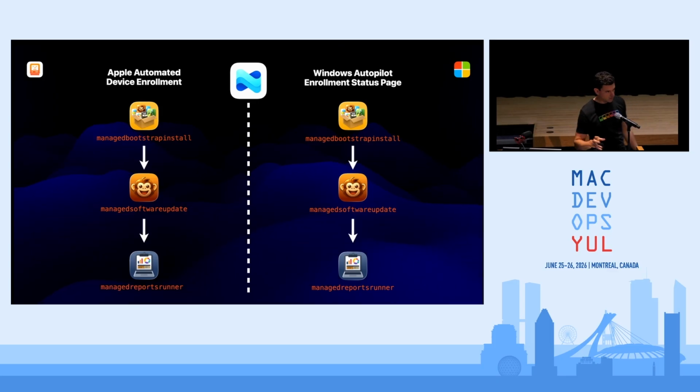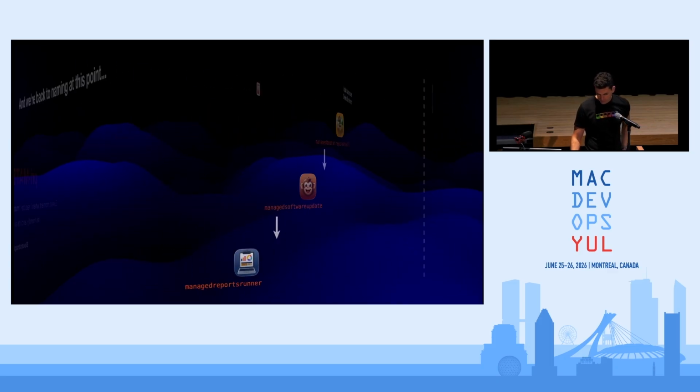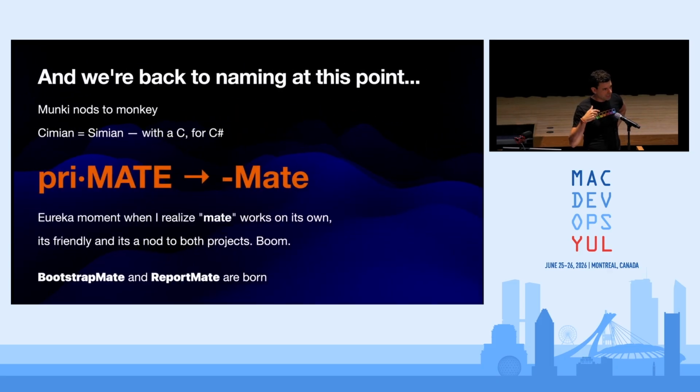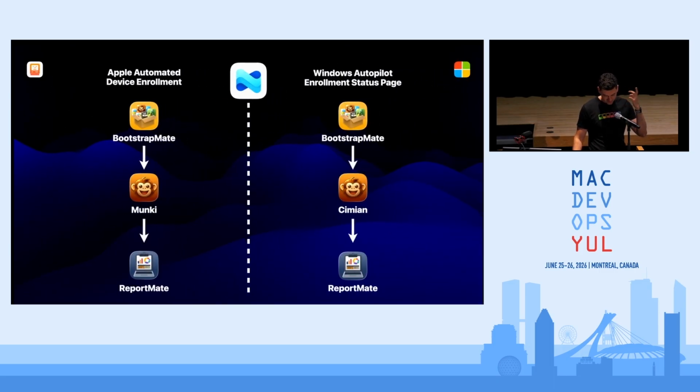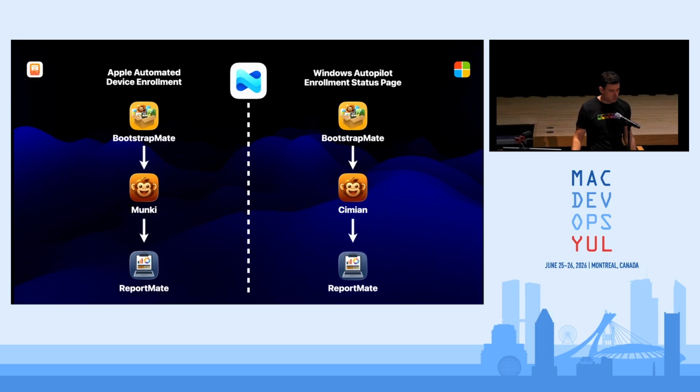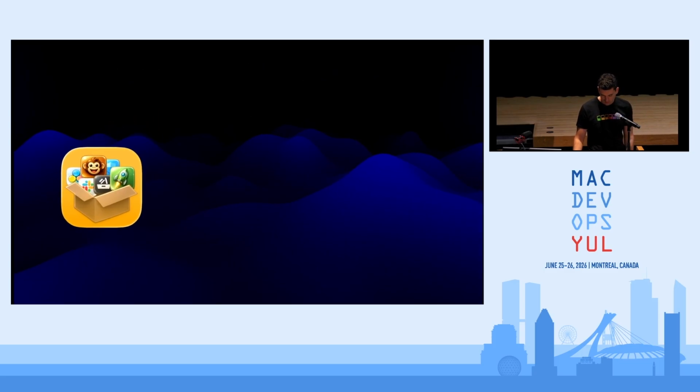Like the MDM is there, we have one MDM for the same thing, and it does what it does, which is really just bootstrapping our tools. And at this point I get to naming again, because I'm trying to figure out the naming. And now we have Cimian. A Cimian is a nod to a primate. So these become new tools that I called BootstrapMate and ReportMate. Later we'll get to the reporting side, but this is the ecosystem that I have now for both. So we're managing Macs and Windows exactly the same way. We bootstrap the same tool the same way, and Monkey and Cimian are pretty much the same.